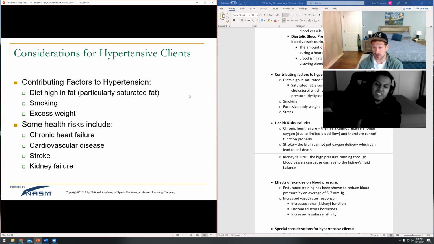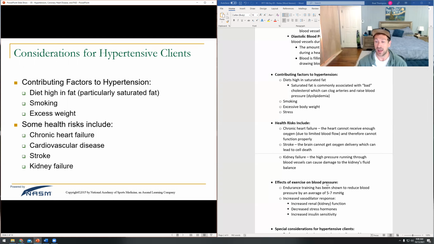Obviously, hormonal dysfunction could be another one. If you're consistently stressed in life, that is going to release cortisol, which is going to harden your arteries. That's also really bad. But what are some of the health risks? Why is high blood pressure so bad for us, right?